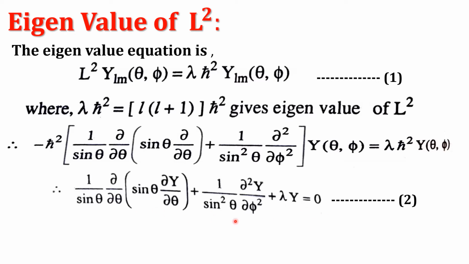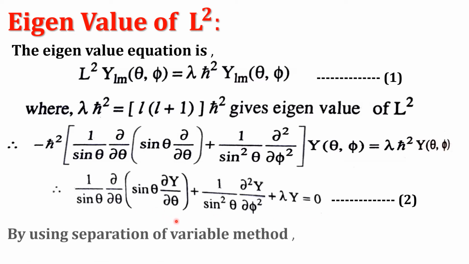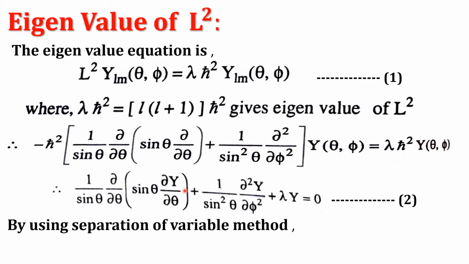Now we solve equation 2 by using the separation of variables method. That means we write Y as two independent terms: Y(θ, φ) = Θ(θ)Φ(φ), where capital Θ is a function of θ, and capital Φ is a function of φ.